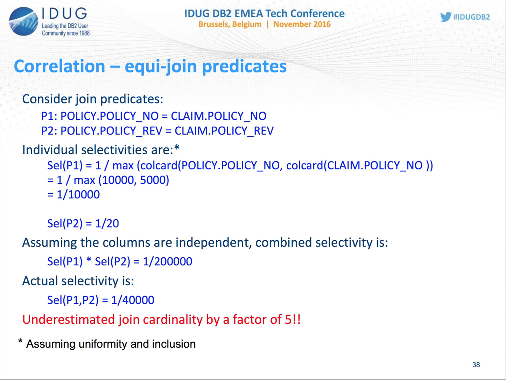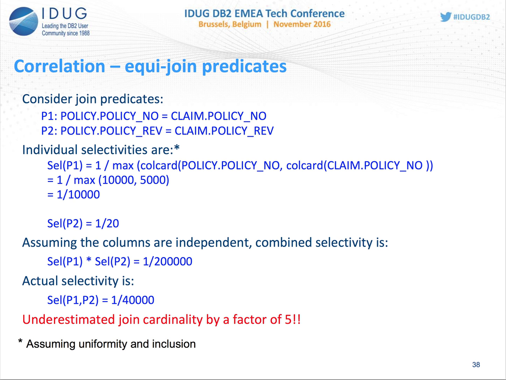This is the formula for the way the optimizer computes the filter factor for joins. It looks at both columns in the equijoin, and it's 1 over the maximum column cardinality. The rationale behind that is it assumes that the set of distinct values in the column with the smaller number of distinct values is a subset of the one in the larger one. So it's always assuming a parent-child relationship in that case. That's where that formula comes from.